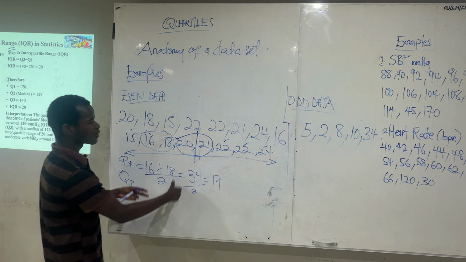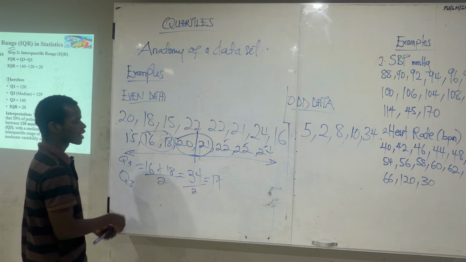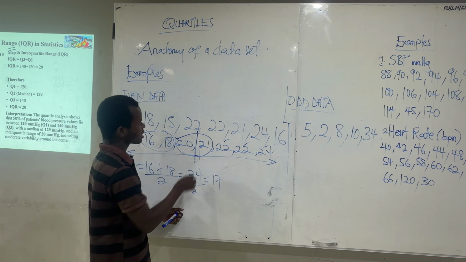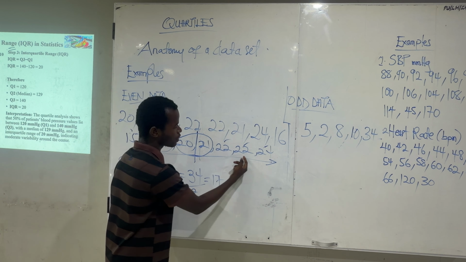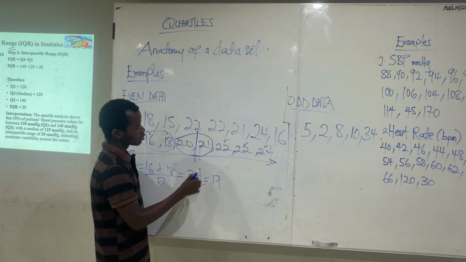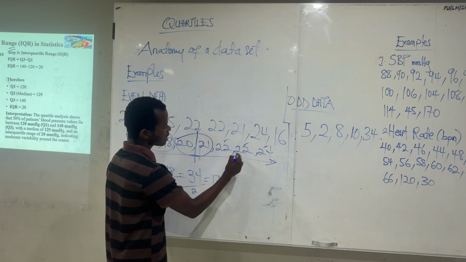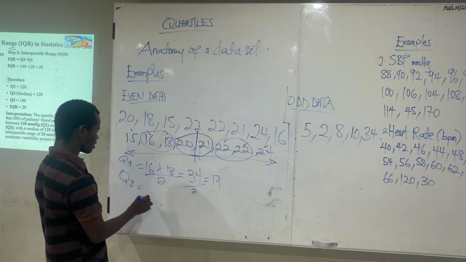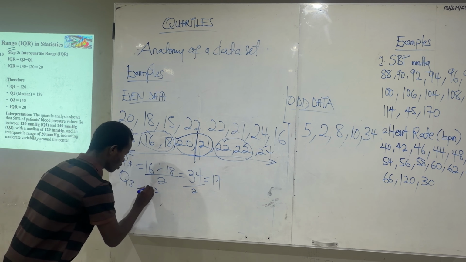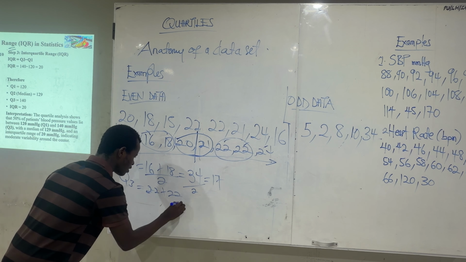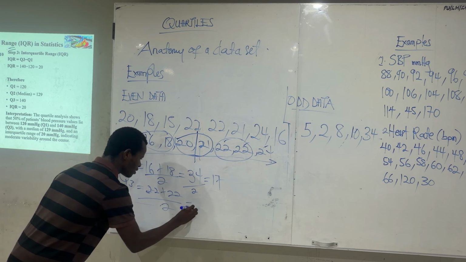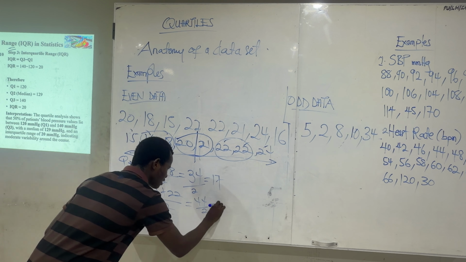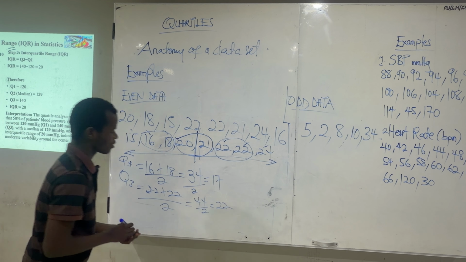So we do the same for the second half to calculate our Q3. The values for the Q3 are 21, 22, 22, then 24. So the two numbers in the middle are 22 and 22. So the Q3 becomes 22 plus 22 divided by 2, which will give us 44 divided by 2, the same 22. All right.